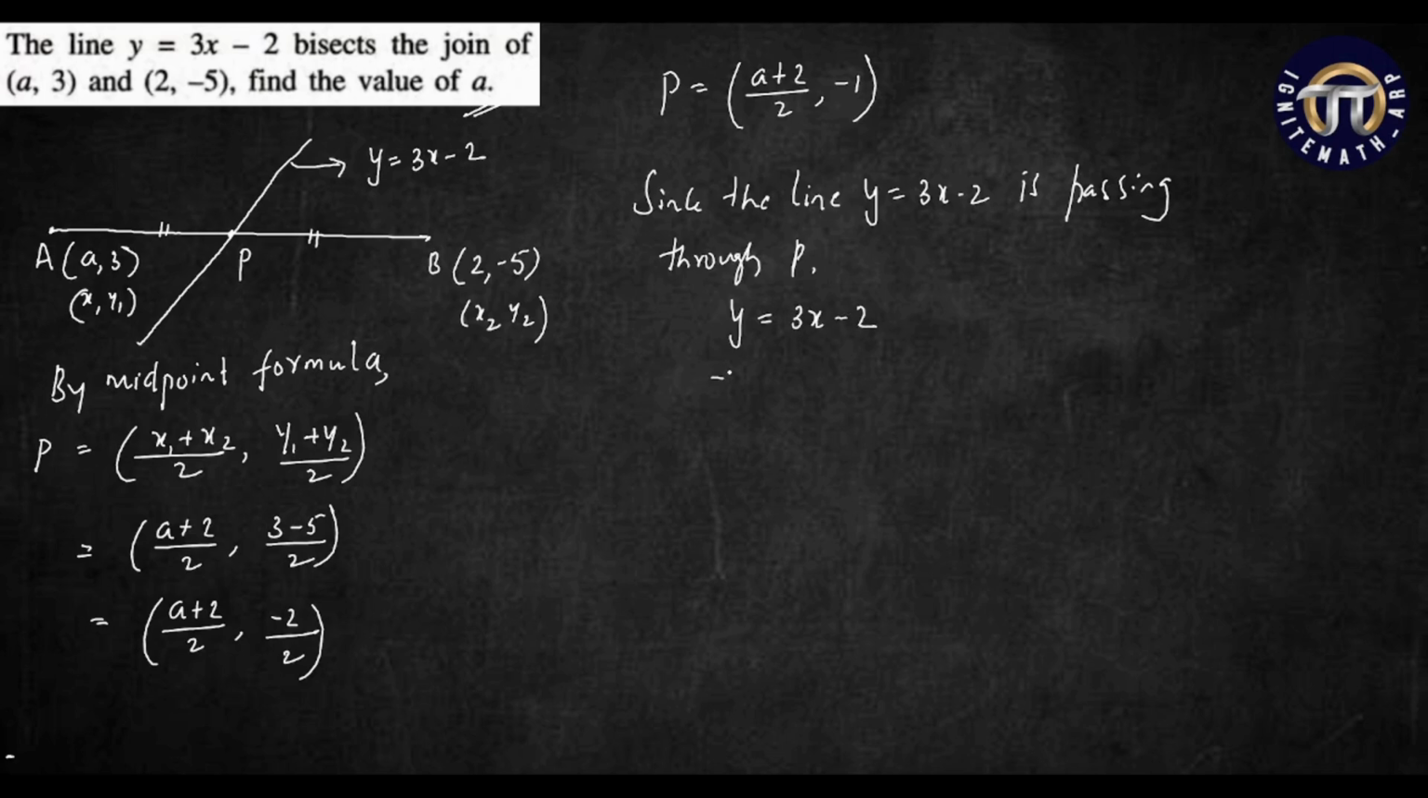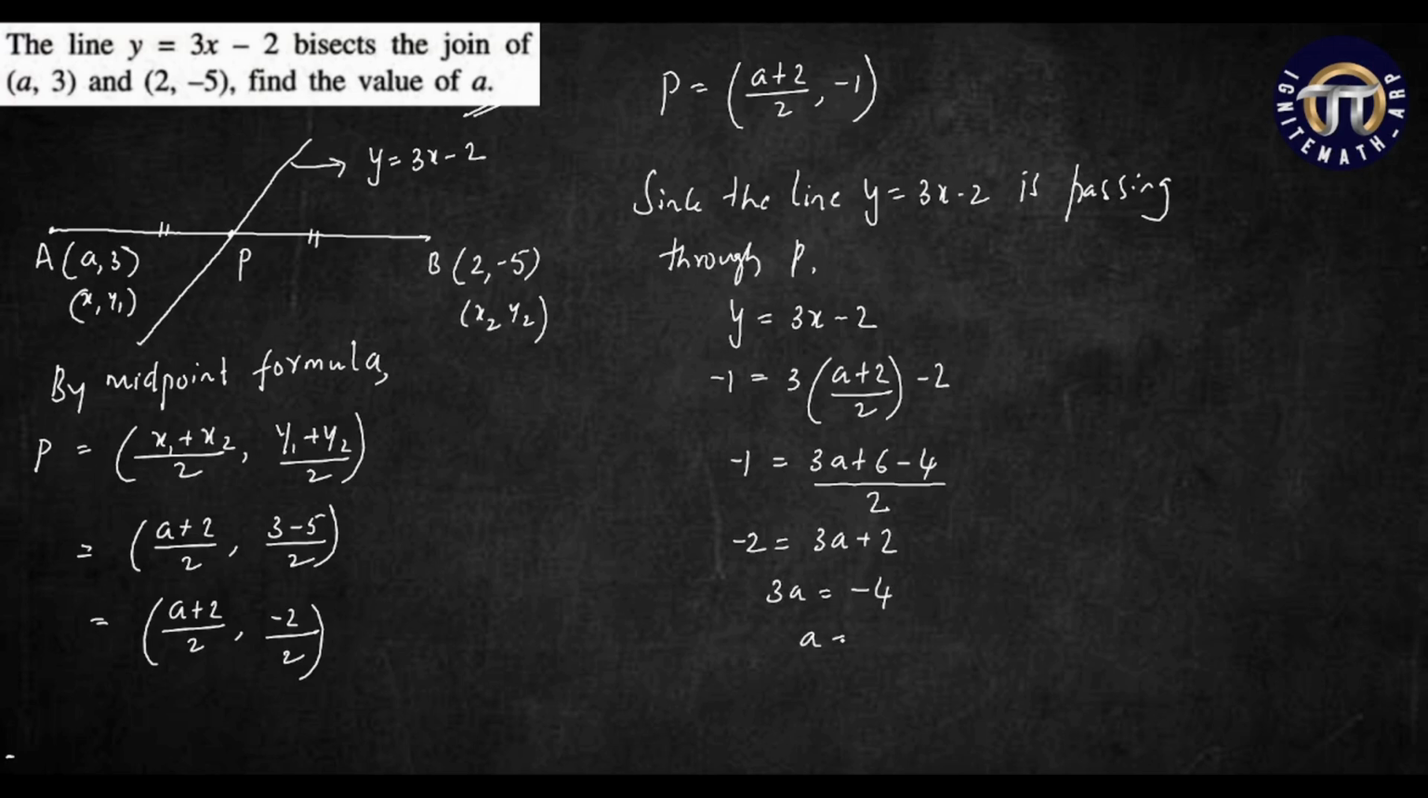In the place of y, I can write it as minus 1 is equal to 3 into x is a plus 2 by 2 minus 2. So I can write this one as minus 1 is equal to 3a plus 6 minus 4 by 2. So minus 2 is equal to 3a plus 2. Then 3a is equal to minus 4. A is equal to minus 4 by 3. That implies a is equal to minus 1 by 3.